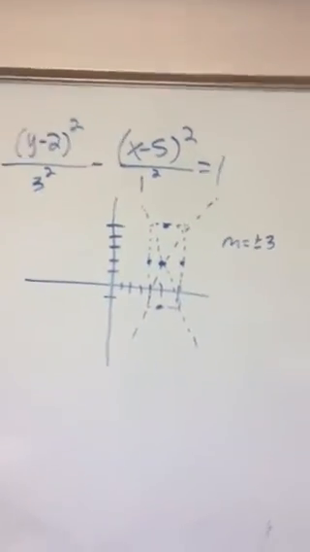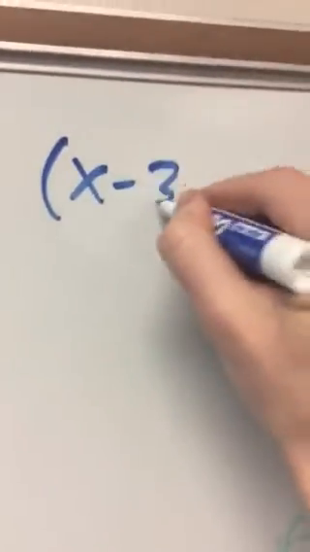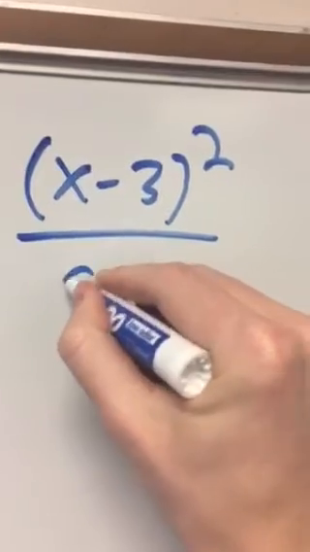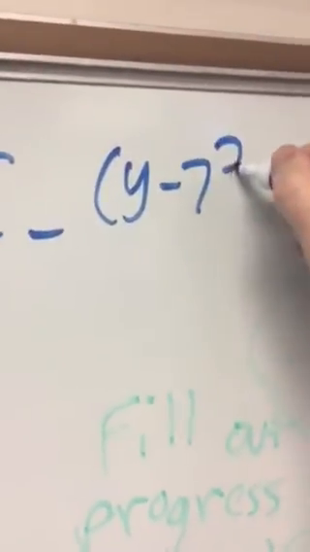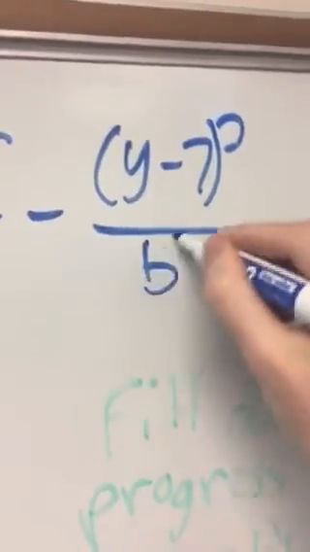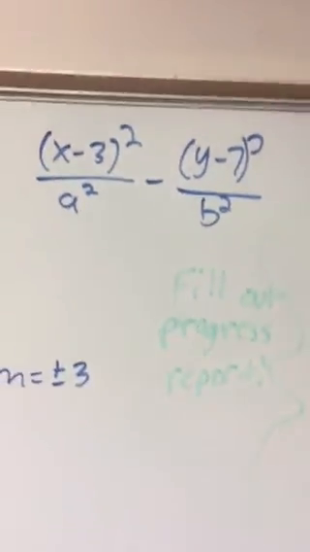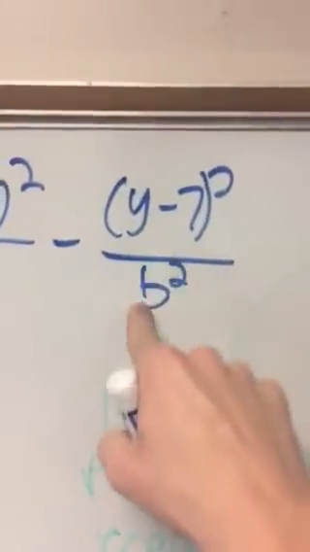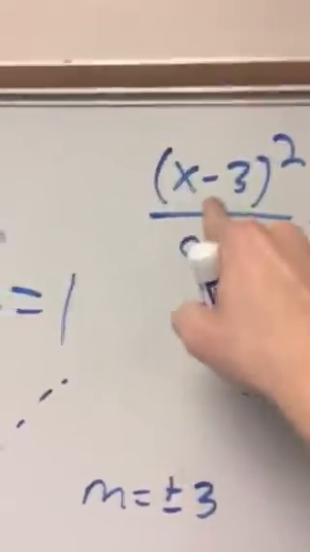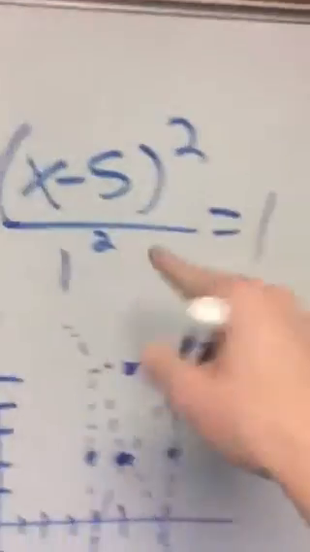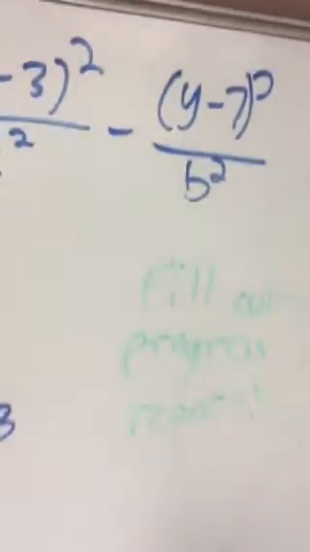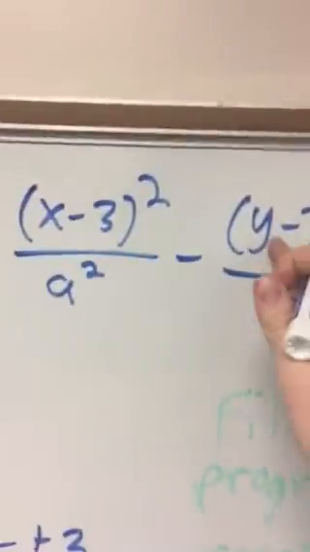Now what you want to look out for in the test is maybe I'm going to switch these and say, I don't know, x minus 3 squared over a squared minus y minus 7 squared over b squared. All right, in this case, b is the height because b is with y, a is the width. So it's flipped from here where a was the height and b was the width. The height is always the value that goes with y. The width is always the value that goes with x.